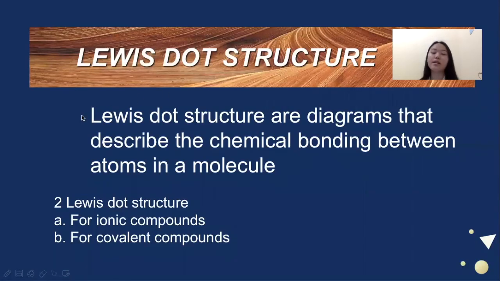Next, I'm going to discuss Lewis dot structure. Lewis dot structures are diagrams that describe the chemical bonding between atoms in a molecule. So there are 2 kinds of Lewis dot structure. First is for ionic compounds, and second is for covalent compounds.